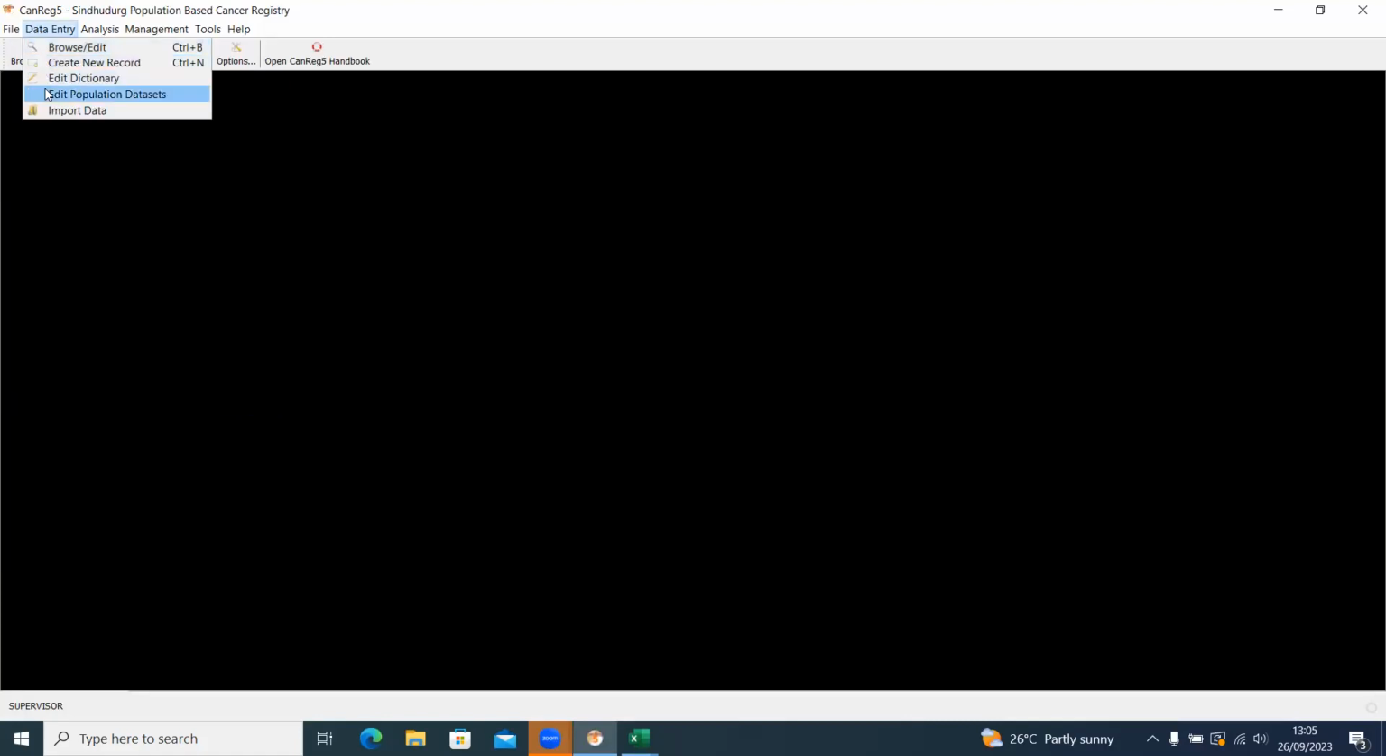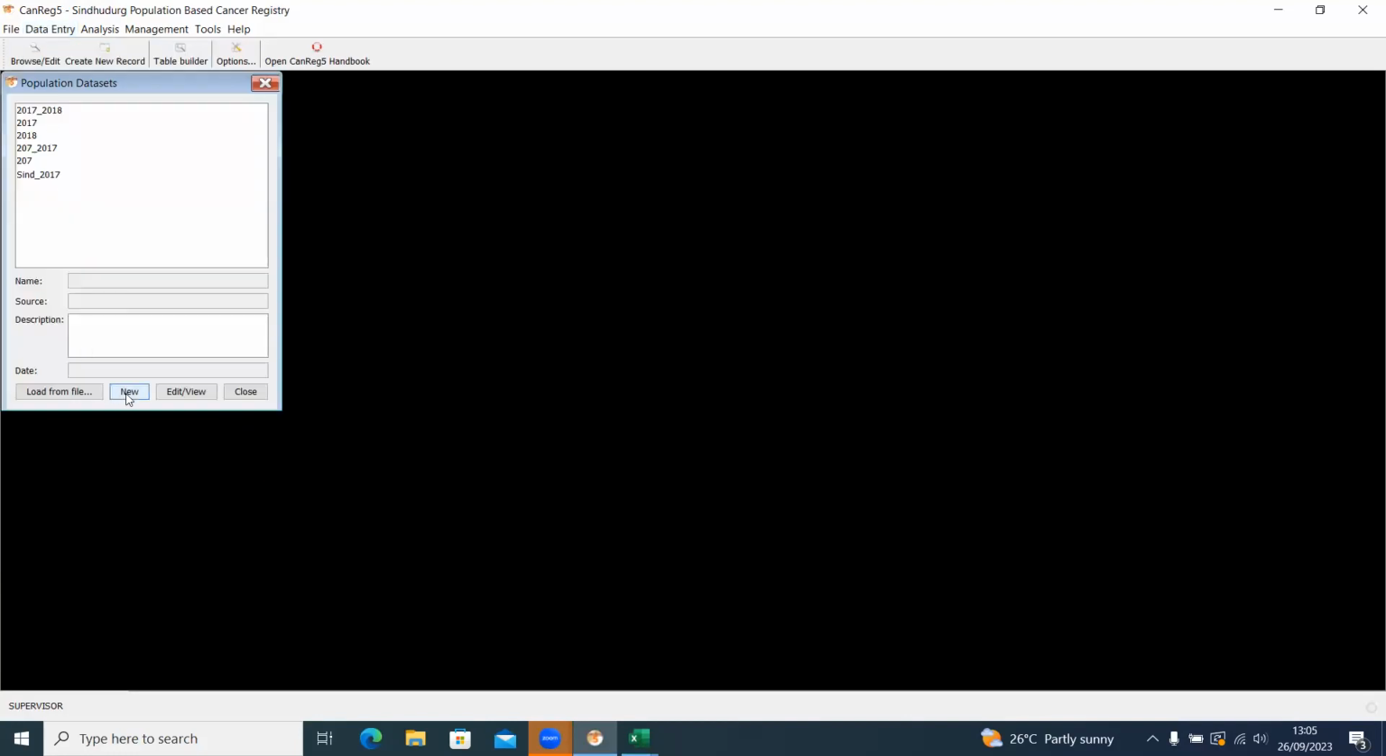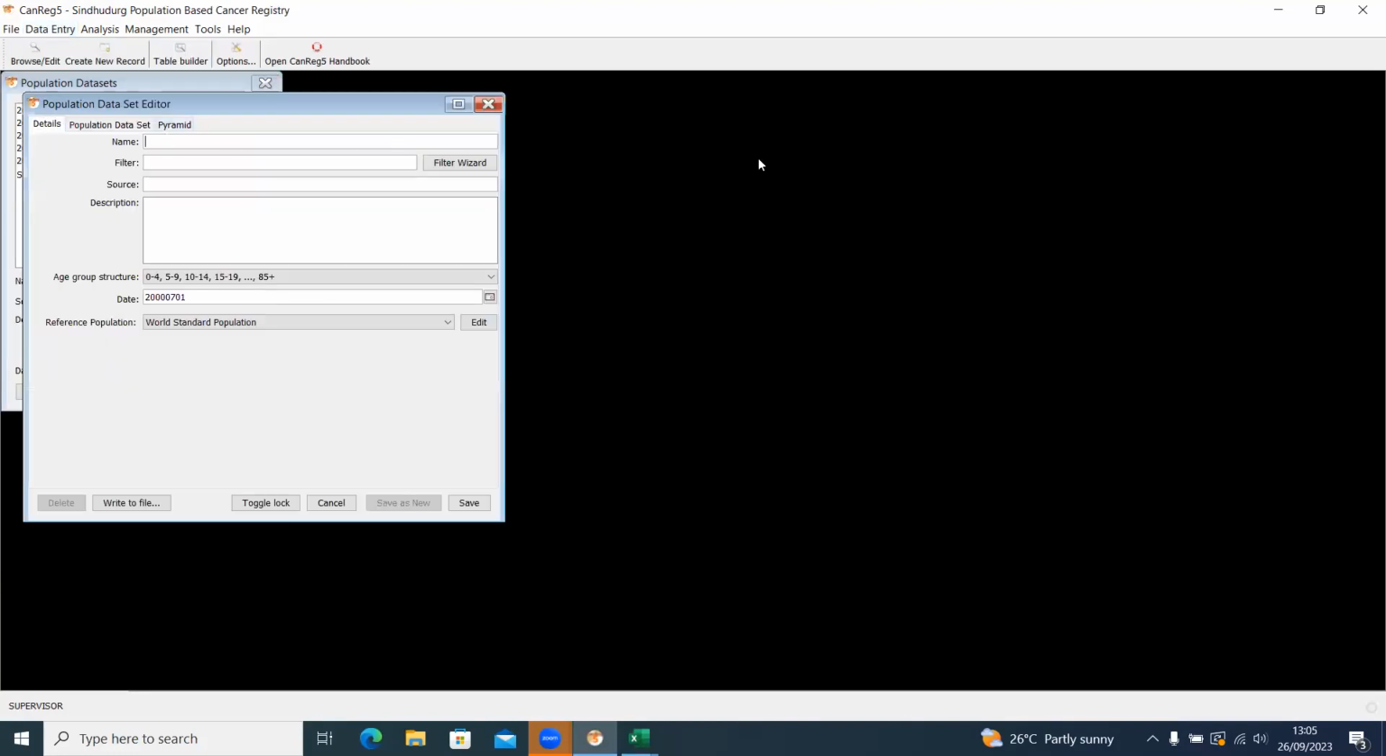So I'll add the population data set once more, saying new. Since I'm adding the population data set of a particular block, I'm saying B207, since it is for block number 207 and for the year 2017. So the name should be easily identifiable for both the users of this CanReg file.